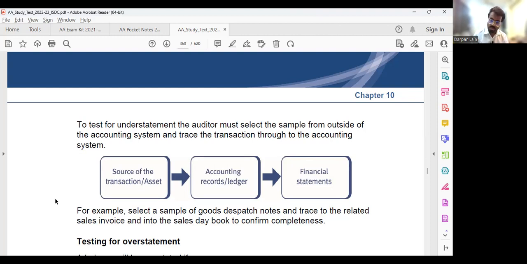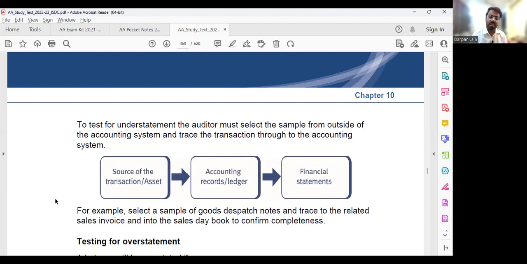completeness. So they have given us an example of sales. See, what do you do? For example, select a sample of goods dispatch note and trace it to the related invoices and then into the sales day book. So you're selecting some goods dispatch note and some invoices. You're relating those goods dispatch note to the invoices. Those are the external sources. From those goods dispatch note and invoices, you're moving towards the books of accounts. You're moving towards the accounts, the financial statements. Then it is called checking for completeness. You will be confirming completeness here.